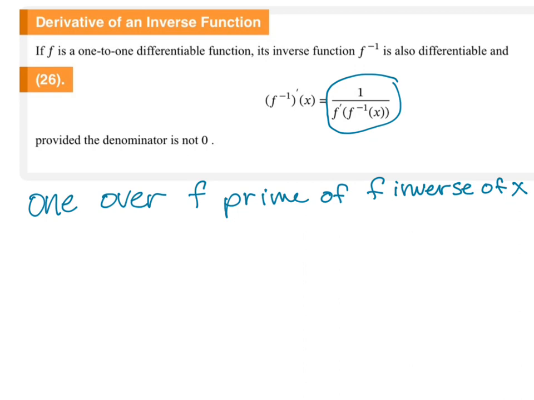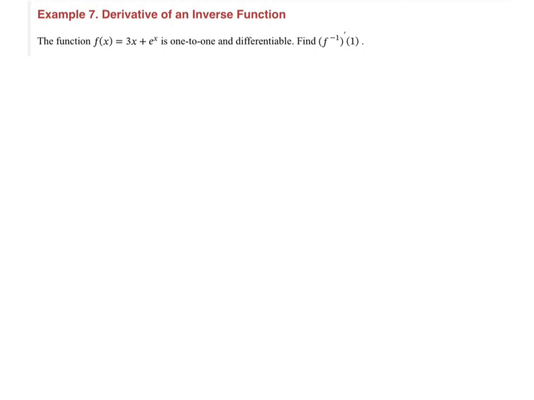Okay? Knowing that, we can go straight into example 7, which says the function f of x equals 3x plus e to the x is 1-to-1 and differentiable. 1-to-1 means you can invert it. Differentiable means its inverse is also differentiable. Find f inverse prime of 1. So find the derivative of the inverse function at x equals 1.